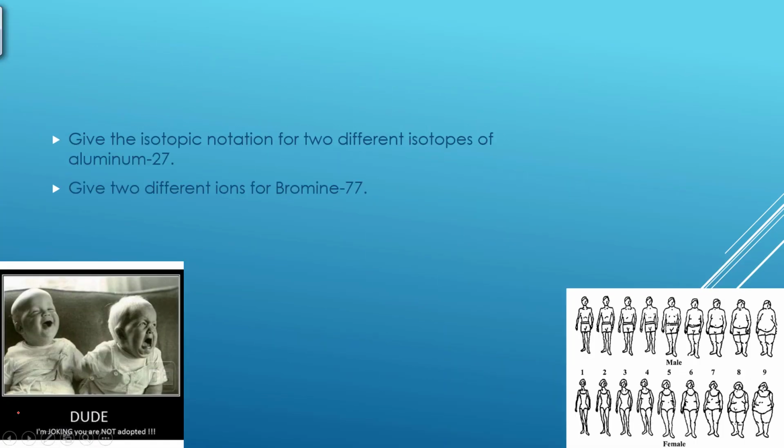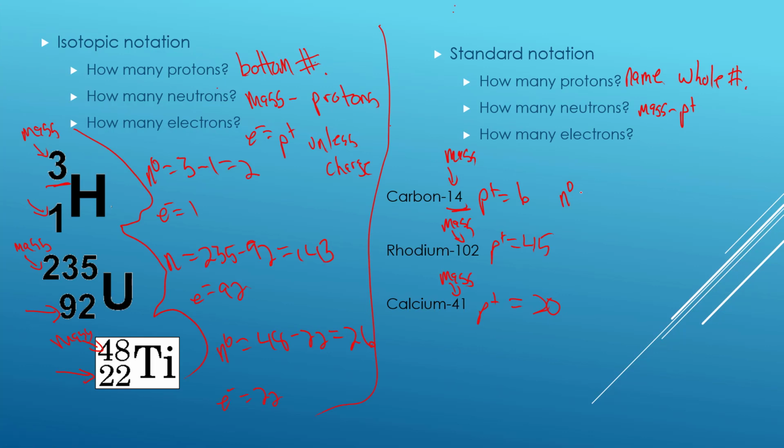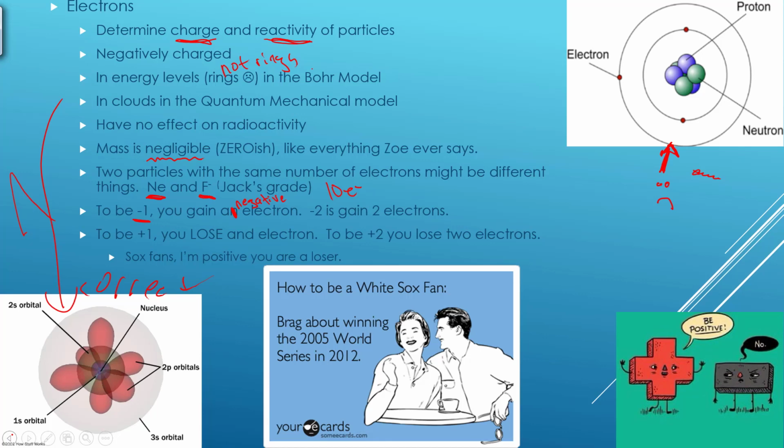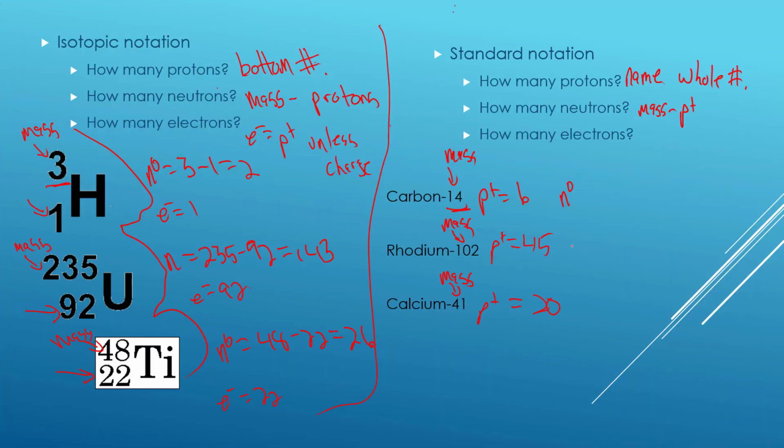Neutrons equals 14 minus 6, which is 8. Neutrons equals 102 minus 45, and that's not quite 60, it's going to be 57. And this one is neutrons equals 41 minus 20 equals 21. And that's the number of neutrons.